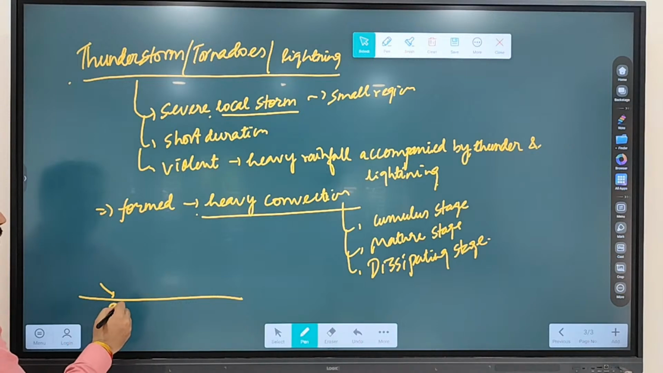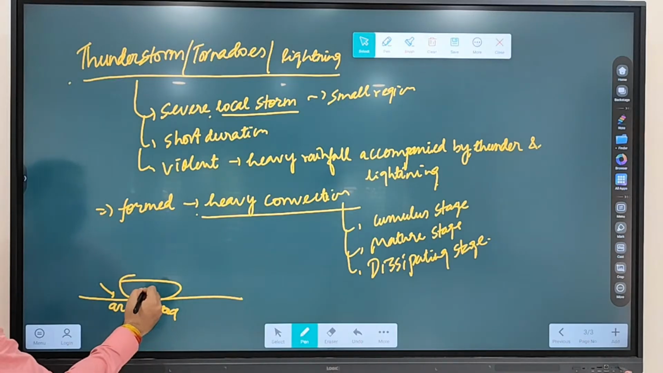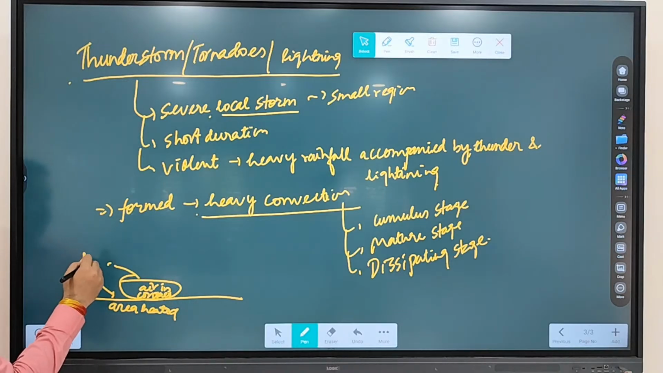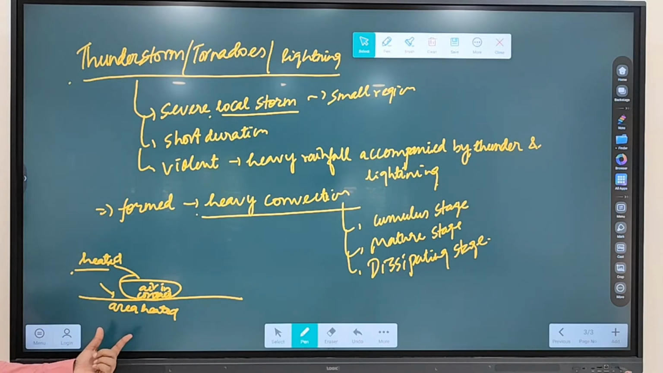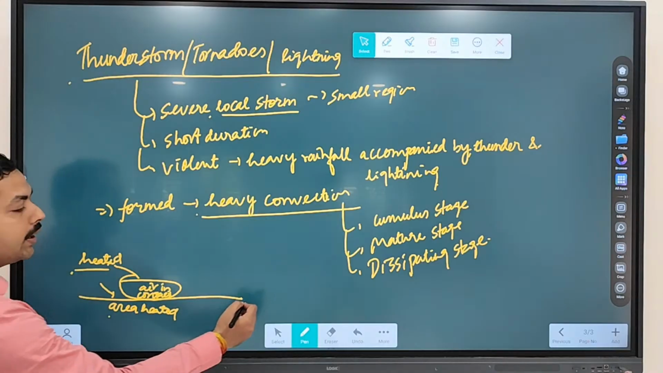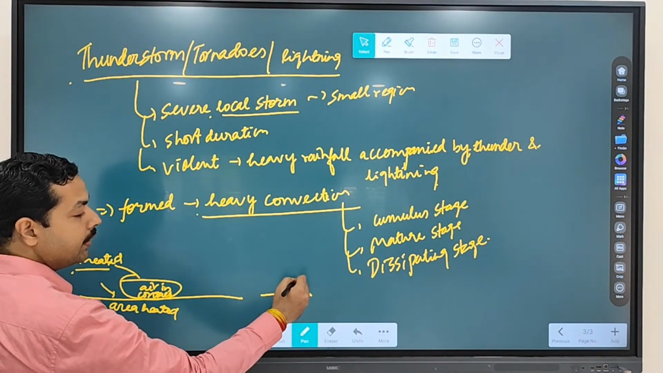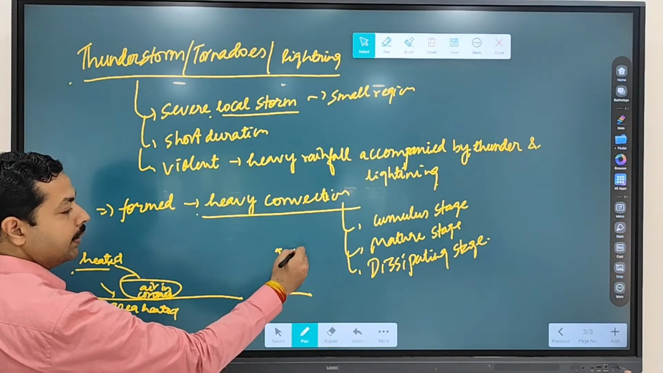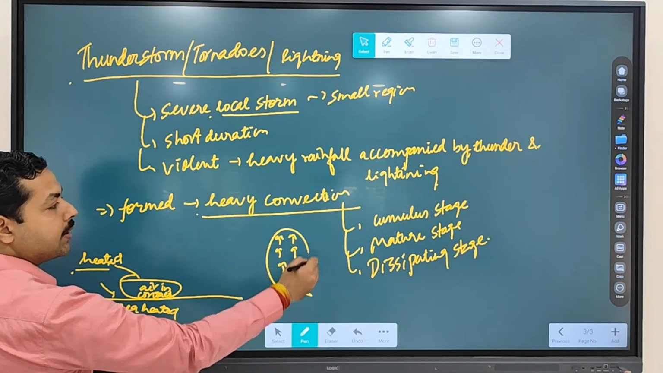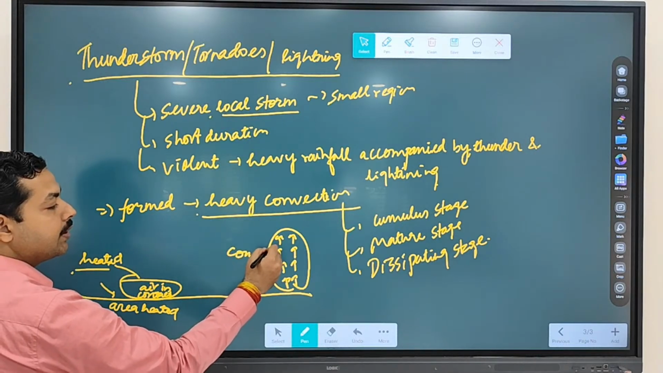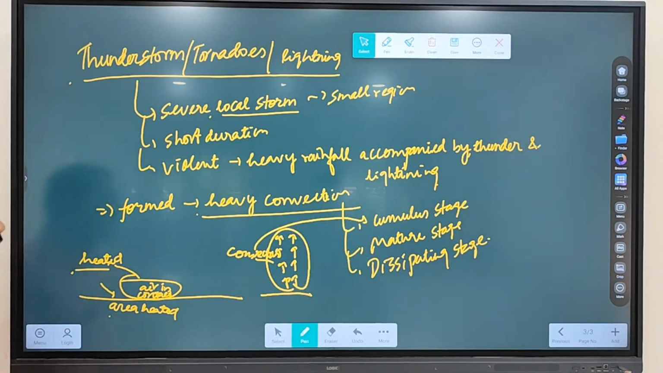When any area is heated, what will happen? Air in contact will also get heated. So when the earth is heated, air in contact will also get heated. When air in contact gets heated, what will happen? It will expand and rise up. This rising up of the convection current is referred to as which type of stage? It is referred to as the cumulus stage.